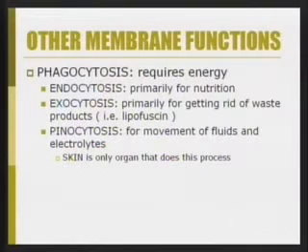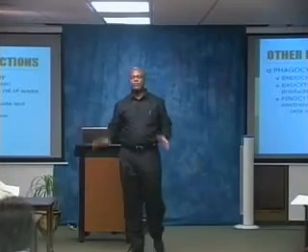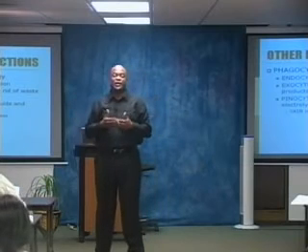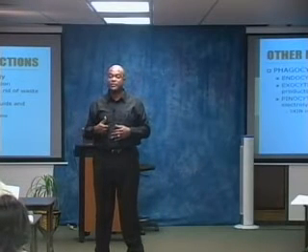All right, so that's exocytosis. What about pinocytosis? Pinocytosis is for movement of fluids and electrolytes. That means the membrane kind of wraps around fluids and electrolytes. You understand? Well, if a membrane wraps around fluids and electrolytes, we said earlier that a membrane has to be highly selective by what it allows to come in, right?